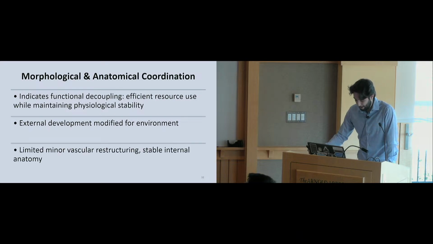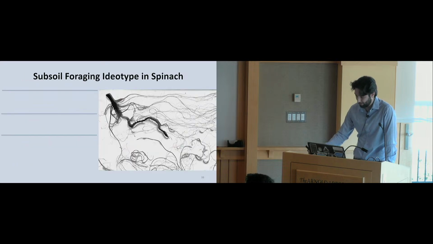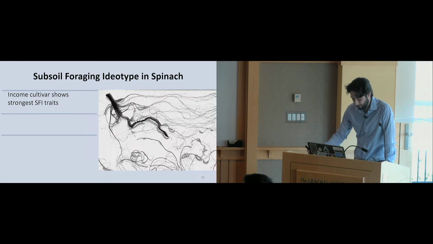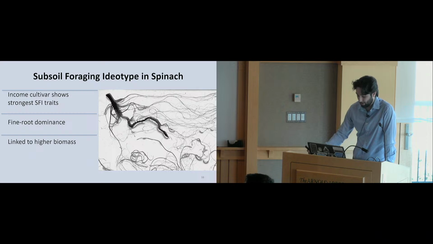Hypothesis two included that anatomy would reflect these changes, but they didn't. We actually saw the opposite, where inner anatomy is conserved. And that differs from what other studies had found in cereal crops and lettuce. Now we also have one cultivar in particular, Income, which displayed traits that were strongly consistent with our subsoil foraging ideotype, which had been described previously only in soil, right? It exhibited fine root dominance and higher biomass. And that suggests that certain cultivars might be pre-adapted for CEA environments.